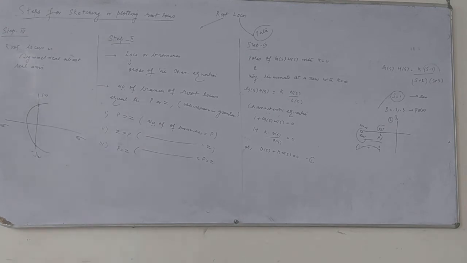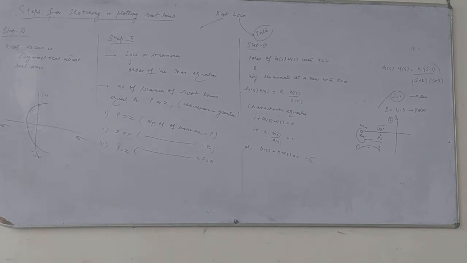So it can go along the real axis, or whenever the roots of a complex number have to exist, they have to exist in conjugate pairs. And then when you are drawing or sketching a root locus, it will be symmetrical to the real axis. That means it will be a mirror image on the top and the bottom. That is the meaning of the root locus being symmetrical about the real axis.